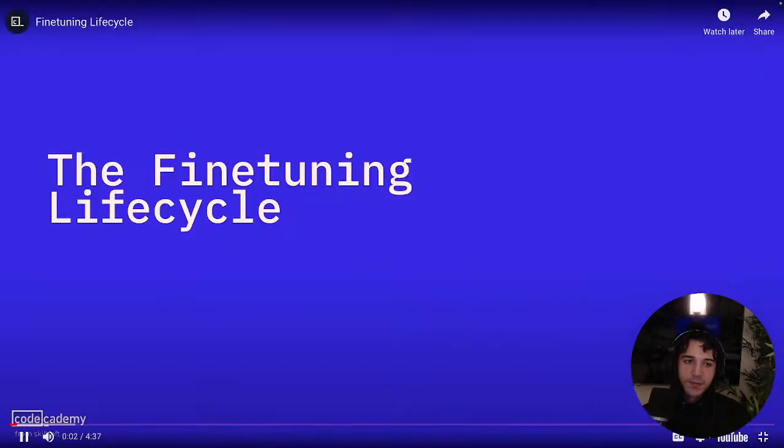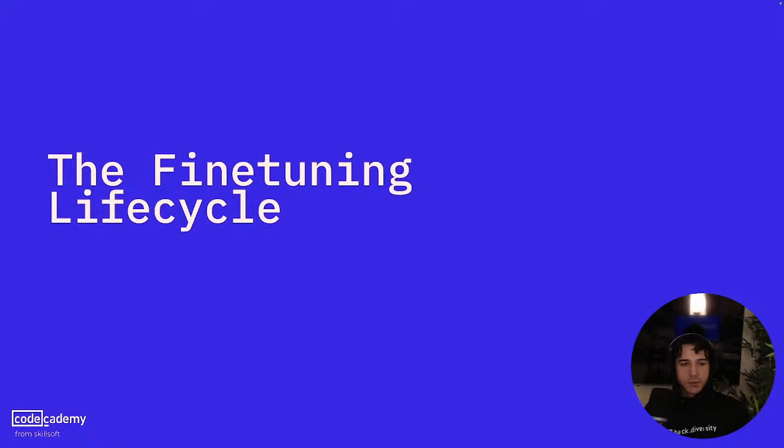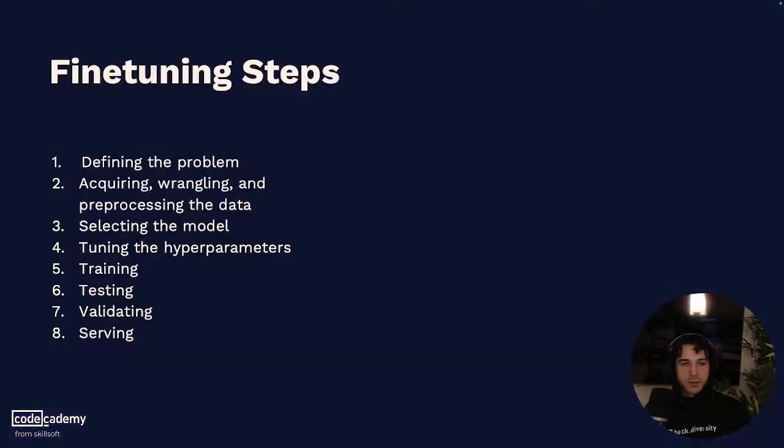The fine-tuning lifecycle is very similar to any other machine learning workflow, with only some slight differences. In this video, we'll guide you through the process of fine-tuning a pre-trained model by breaking it down into approachable steps. Typically, fine-tuning involves these steps: defining the problem, acquiring, wrangling, and pre-processing the data, selecting the model, tuning the hyperparameters, training, testing, validating, and serving.